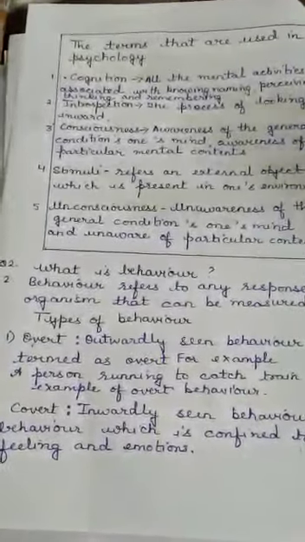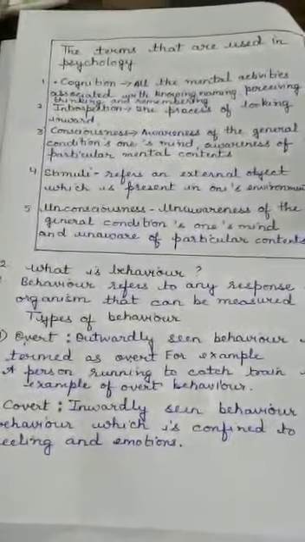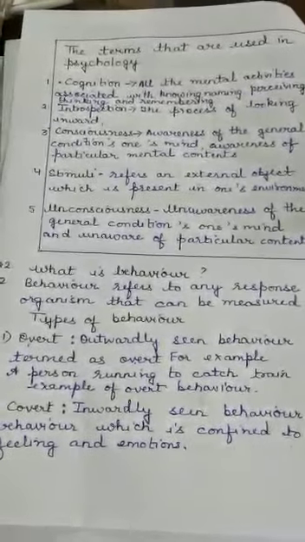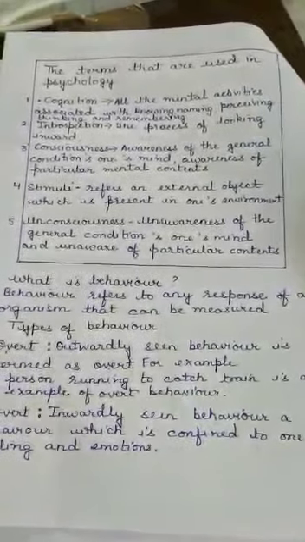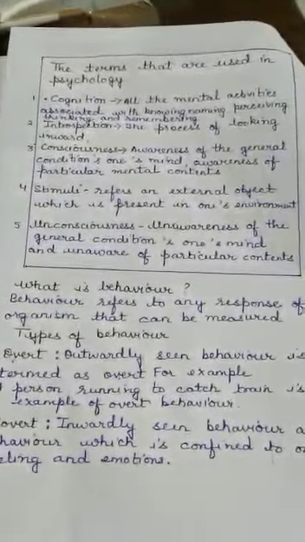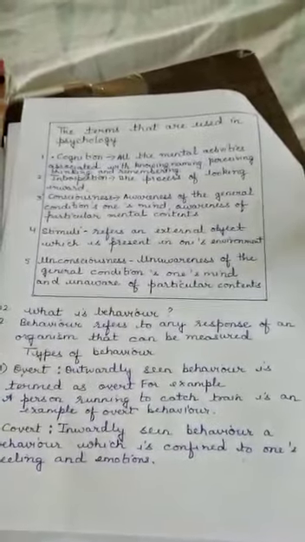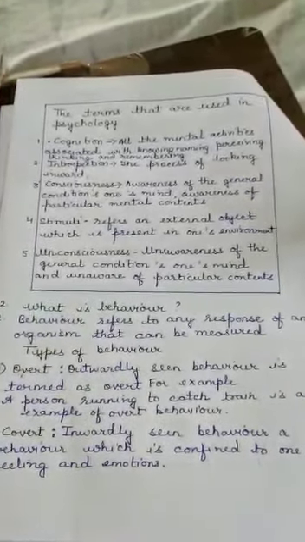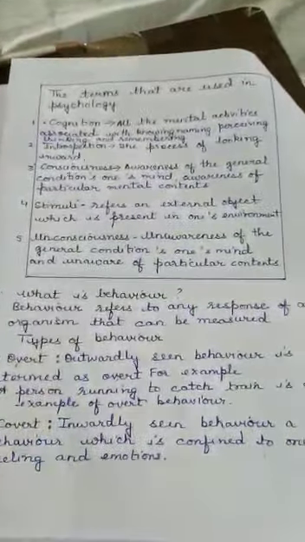Now there are different types of behavior, that is overt and covert. Outwardly seen behavior is termed overt. For example, a person running to catch a train is an example of overt behavior. The activities that can be watched are overt behavior. Covert is inwardly seen behavior, which is confined to one's feelings and emotions. The behavior which is not expressed openly remains confined to the individual. That is covert behavior. Both are different from one another.